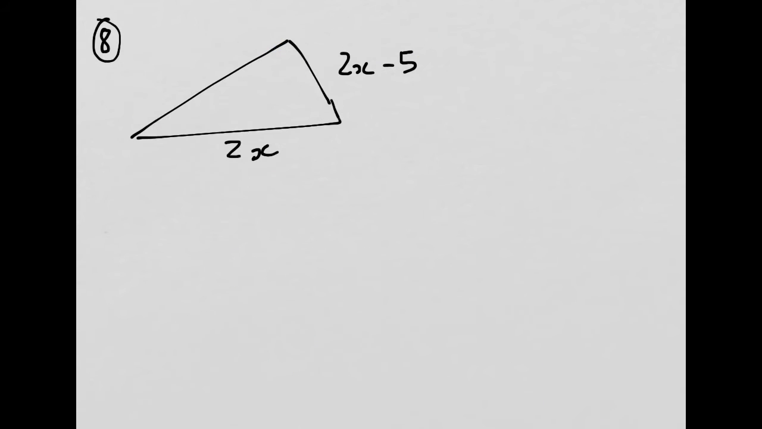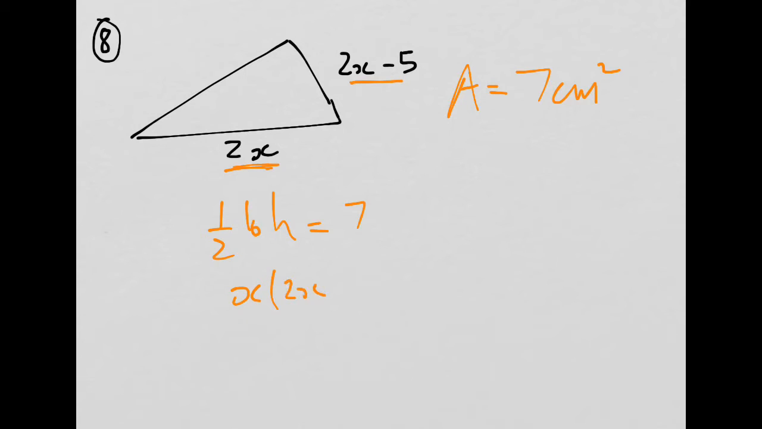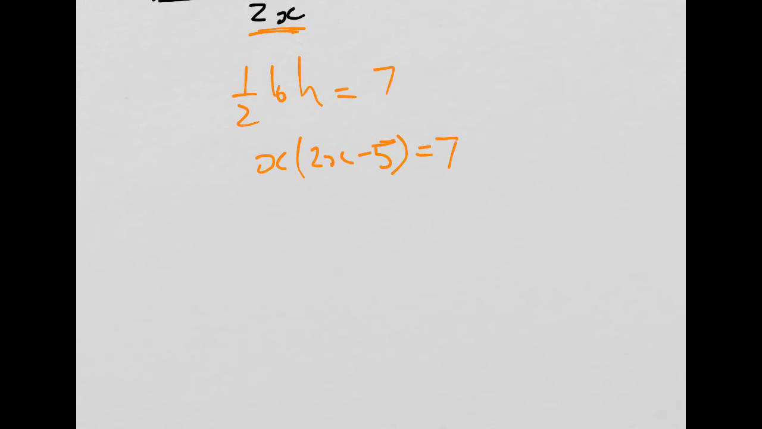Question 8. We know from the question that the area is equal to 7. So, formula for the area of a triangle is half base times height. So the half base times height must be 7. The base is 2x, half of 2x is x. The height is 2x minus 5, which equals 7. Now how are we going to go about solving that? If I remove the brackets, I get 2x squared minus 5x, bring the 7 over.